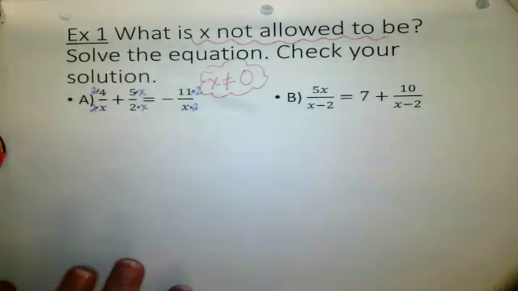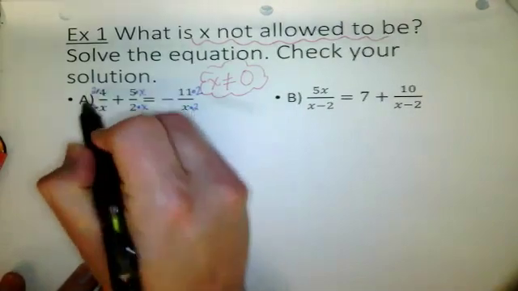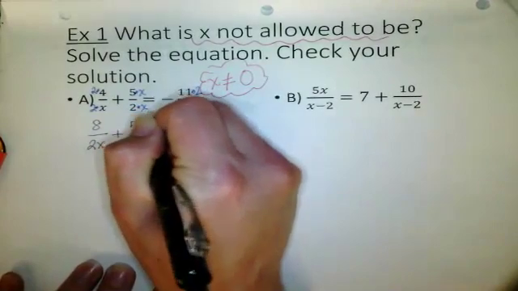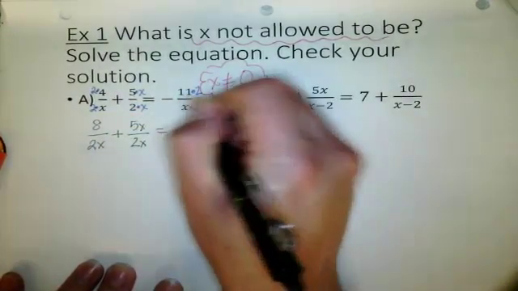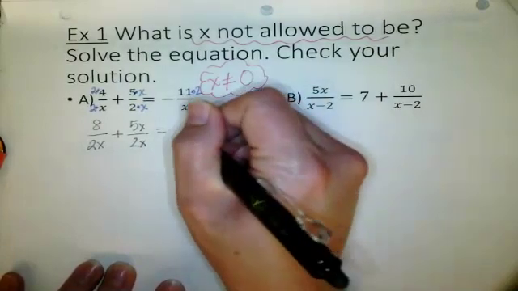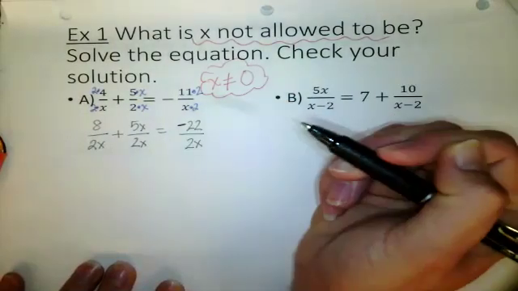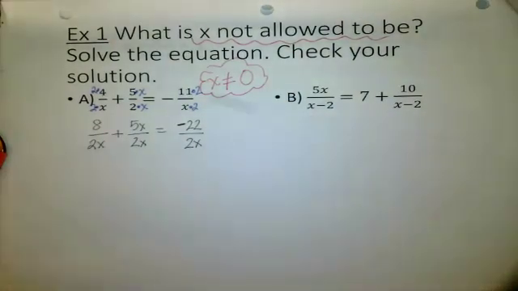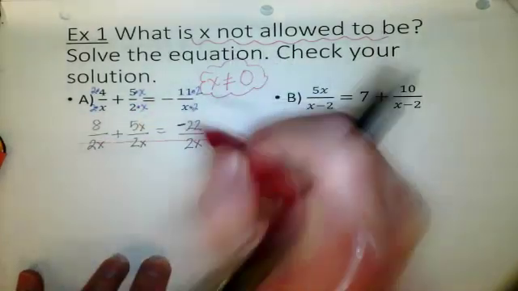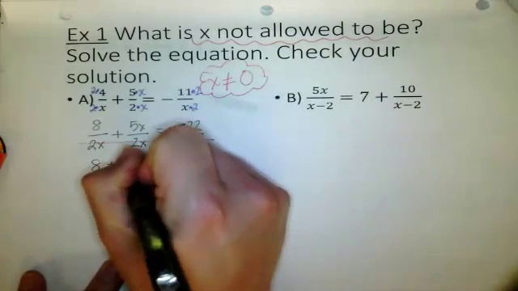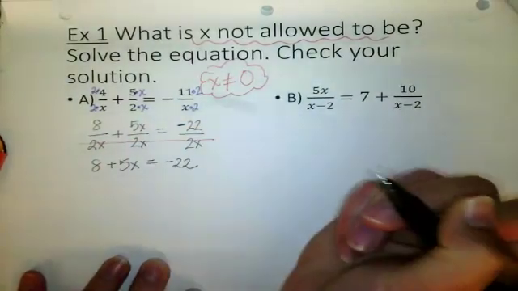And now I can rewrite my fractions as 4 times 2 is 8 over 2x plus 5x over 2x equals, what do we get for this fraction? Negative 22 over 2x. I like how you put the negative on top. You want to do that. Do all the denominators match? Yes, they do. And since all of the denominators match, I get to ignore the denominators and just solve the leftover equation. 8 plus 5x equals negative 22.